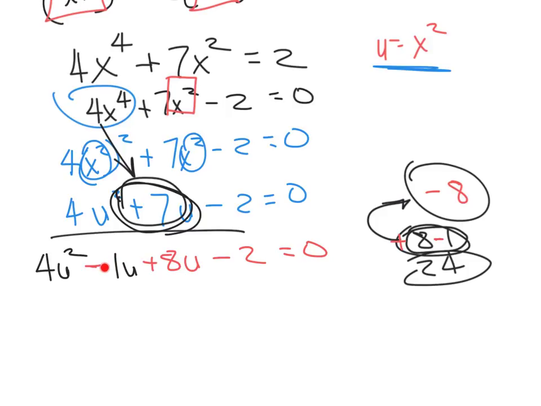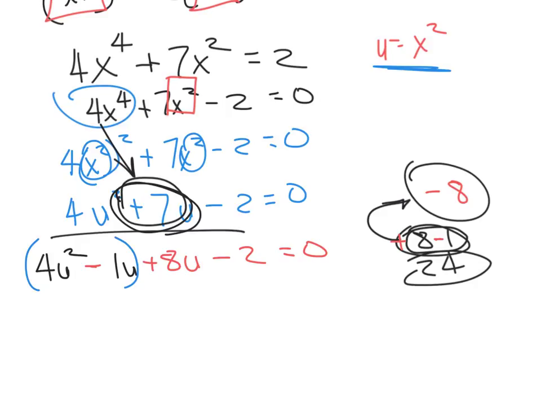Alright, so notice that this equation is the exact same as this. 4u squared, negative 1 plus 8 is 7u minus 2. So all we did was change what this looked like by multiplying 4 times 2 and getting negative 8, and finding two numbers that multiplied together give me negative 8 and added give me 7. So we changed what it looked like here. Now we're going to group.